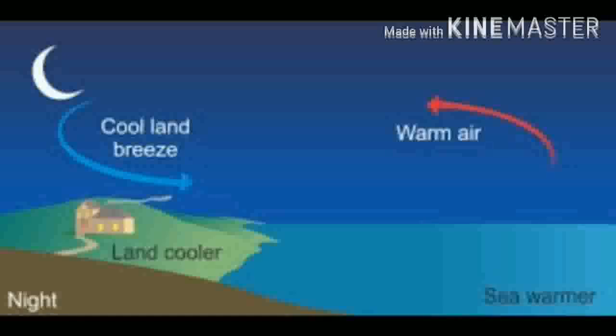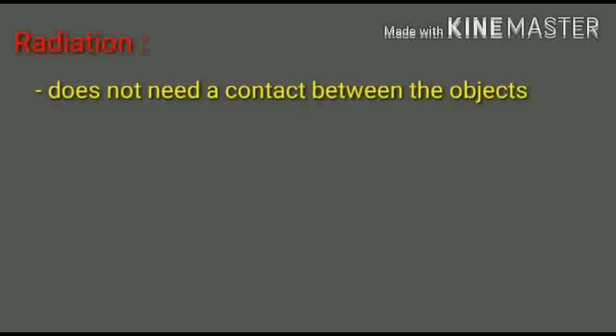Now, are you clear about what is land breeze and sea breeze, children? Next, we are going to discuss radiation. Radiation is a way of heat transfer. The other ways of heat transfer that we learnt earlier are conduction and convection. In both conduction and convection, there should be contact between the objects for heat transfer.